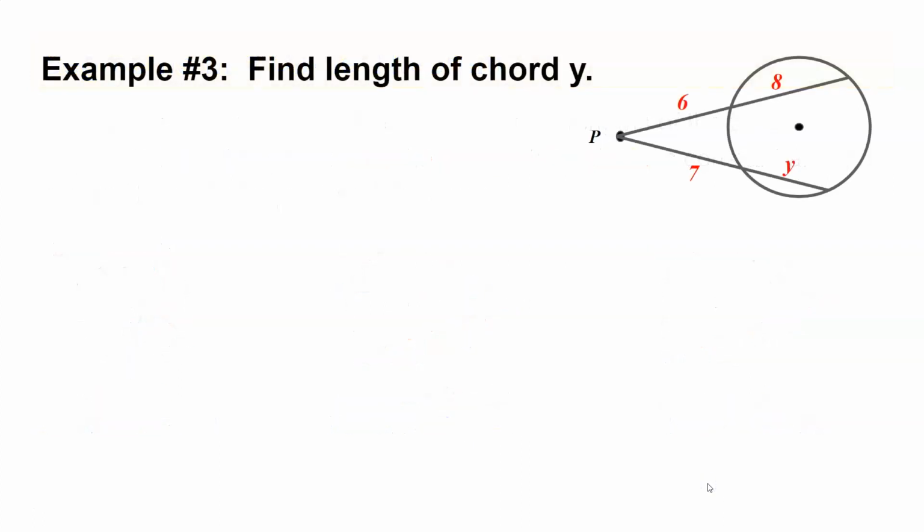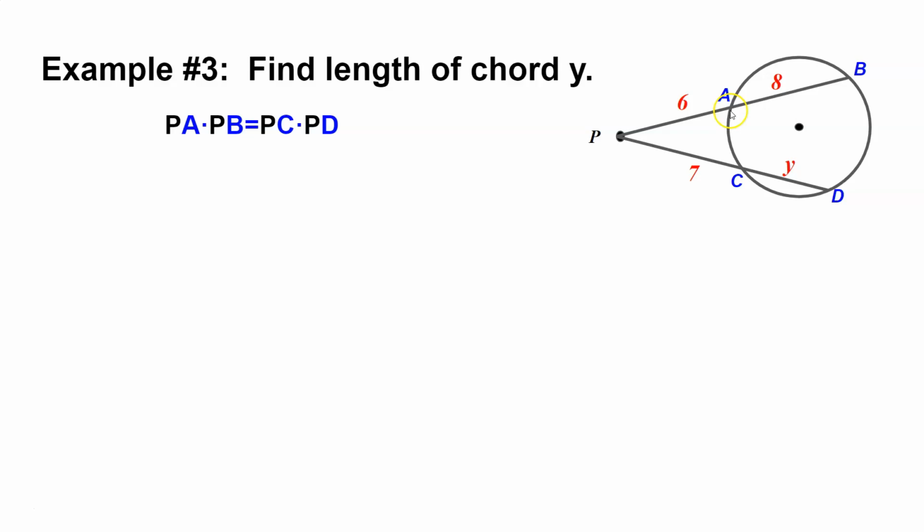Let's try some examples. Find the length of chord Y. So we're missing this piece. But we know if we multiply the pieces together, they're equal to each other. So let's put in some letters for these points to help us out. Let's put in A, B, C, and D. So from P to A times P to B equals from P to C times P to D.